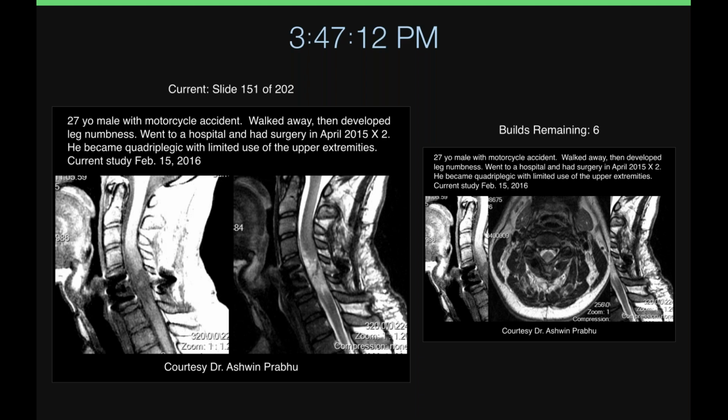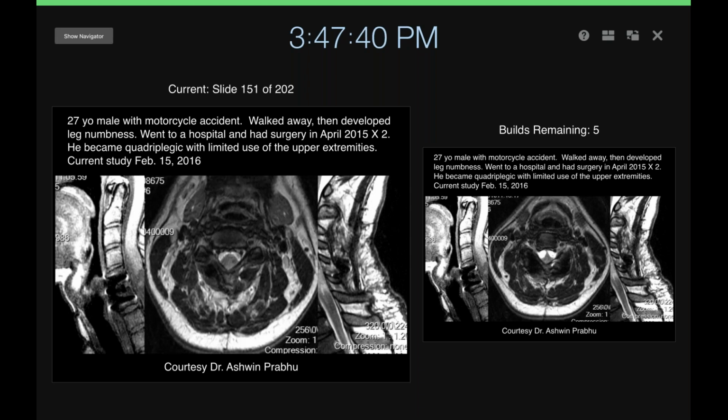27-year-old, motorcycle accident, walked away, then had leg numbness, went to the hospital for surgery. That was 2015, and about a year later he was quadriplegic, after the surgery. Interesting. So there's the surgical hardware and a lot of cord injury at the level of the hardware. It looks like it's transected.